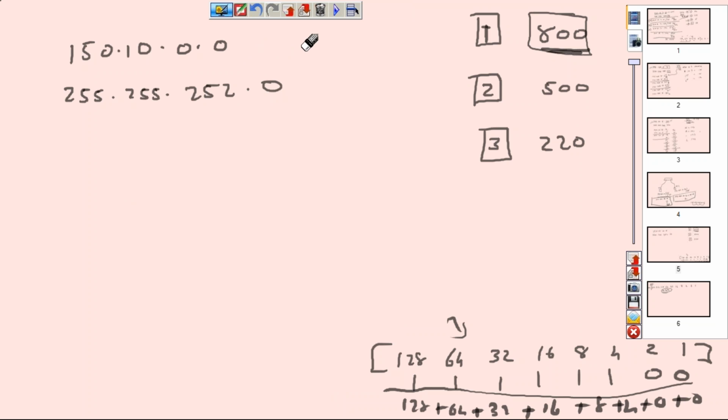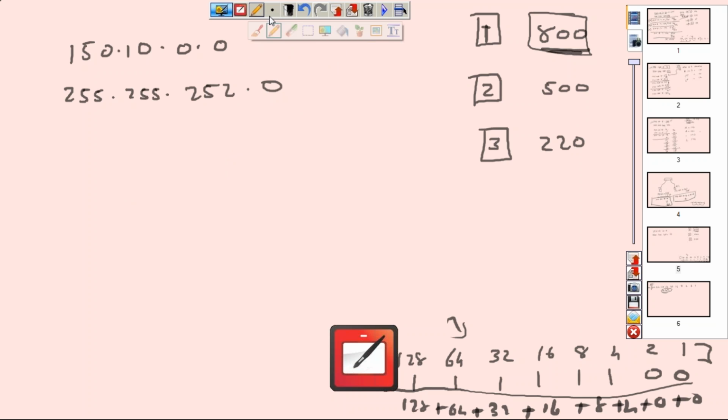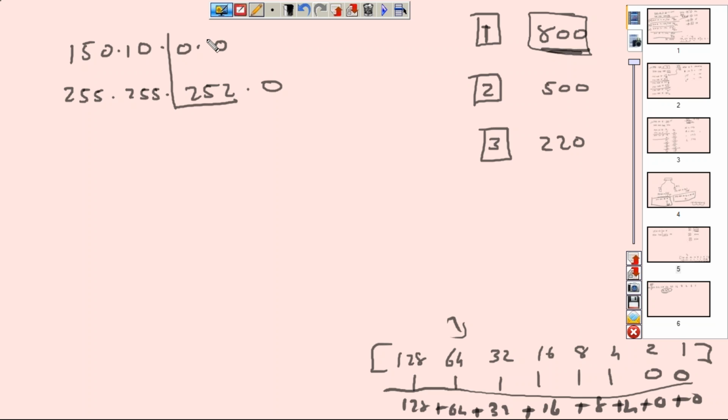252.0. Now remember what I told you, in a subnet mask, we don't really care about 255s and we don't really care about zeros, right? Alright. So which is our interesting octet now? This one right here. The third octet is the interesting one. We don't care about 255s, we don't care about zeros. Good so far?